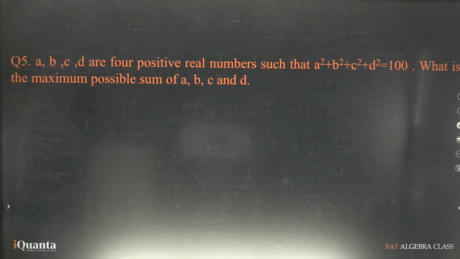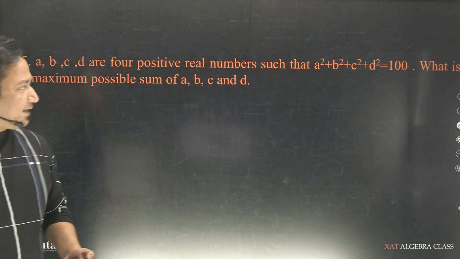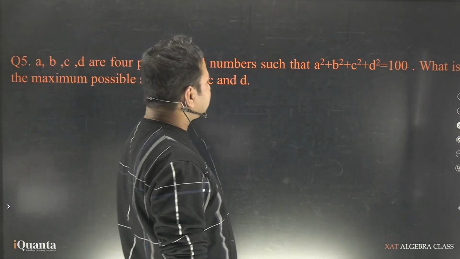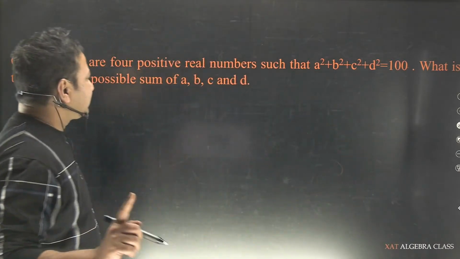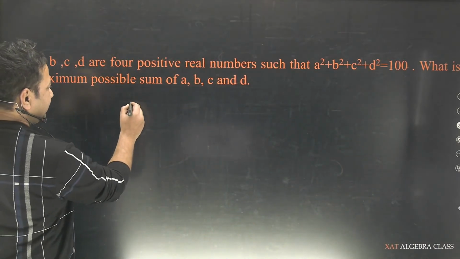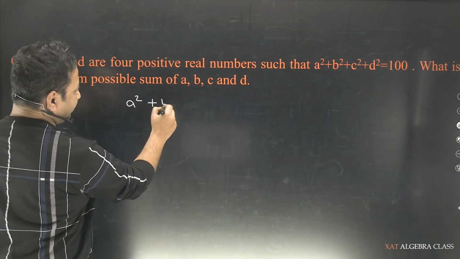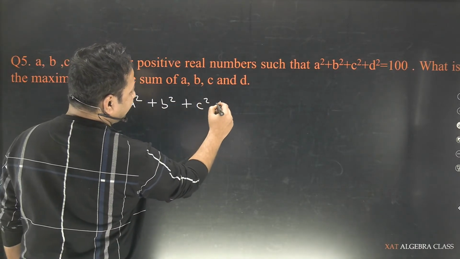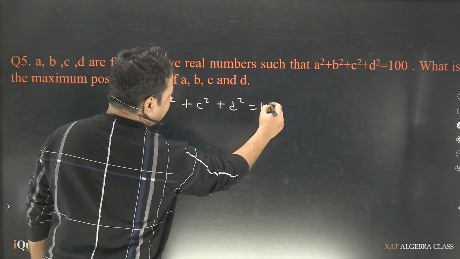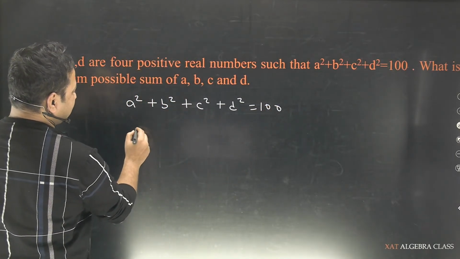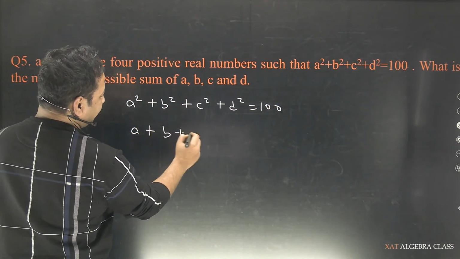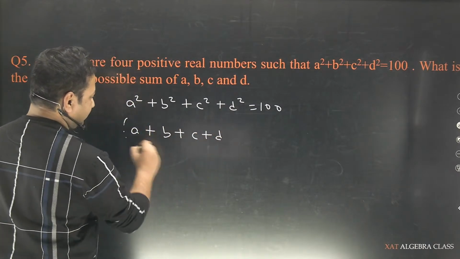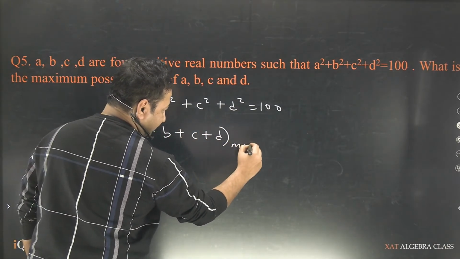And I must say, isn't it? This is a very easy question. Now, I want to tell you something about this question. So, just understand this thing. What is given? A square plus B square plus C square plus D square is given as 100. And we need to find the maximum possible sum. So, we need to find the maximum possible value of this expression, isn't it?